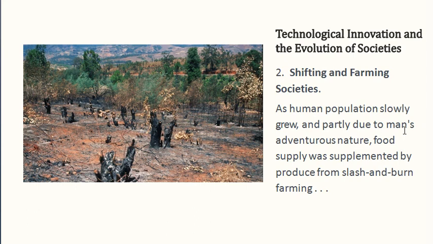So, shifting farming societies. As human population slowly grew, and partly due to man's adventurous nature, the food supply was supplemented by produce from slash and burn farming.